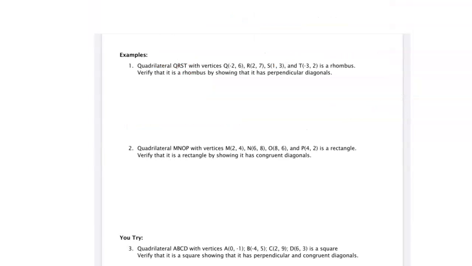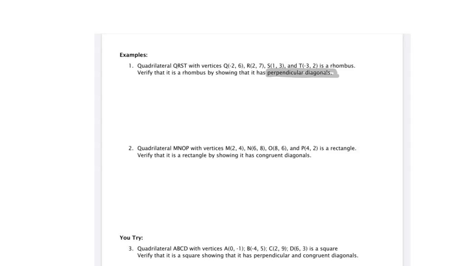So we have example number 1, quadrilateral QRST with vertices that are given to us is a rhombus. Verify that it is a rhombus by showing that it has perpendicular diagonals. In these problems, one thing that you'll want to do first is sketch it out. After you've sketched it out, they're telling you exactly what they want you to figure out. See if it has perpendicular diagonals.